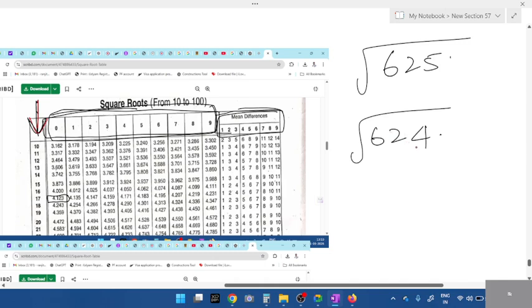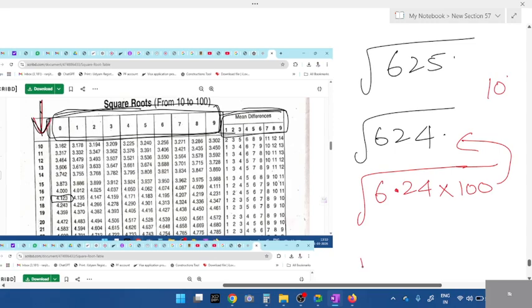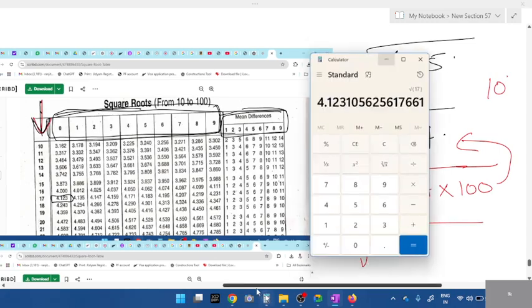This 625, you have to convert into a decimal. The decimal should be in the power of 10 or 100. So this 625, can I write it as 6.25 multiplied by 100? See, if you multiply, are we getting 625? So let me keep 6.25. Look here, 6.25 square root.